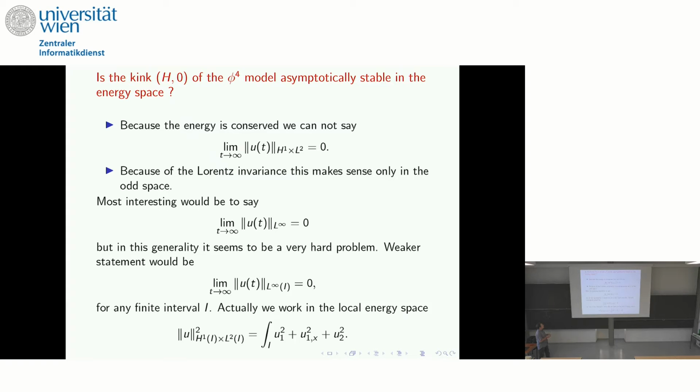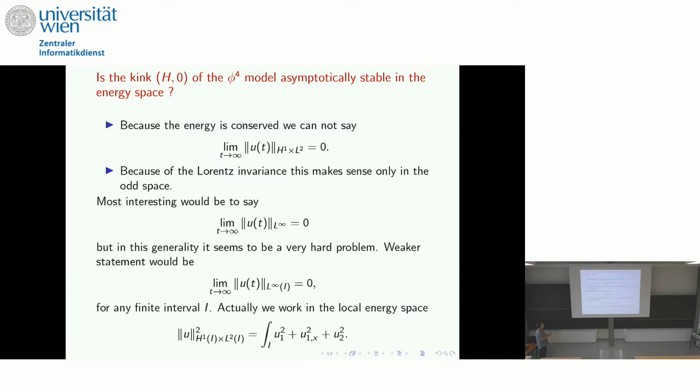So the question that I'm interested in is: is the kink H0 of the phi-4 model asymptotically stable in the energy space? That's the question, and I asked my postdoc about 15 years ago or something like this. At the time, I was sure that this was something done, that everyone knows it, and it was just a matter of finding the right paper. Then I found out that there is no paper. In fact, my postdoc said that there is no paper. And this is how I got interested in this question.